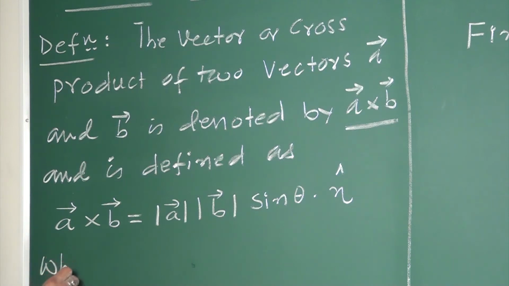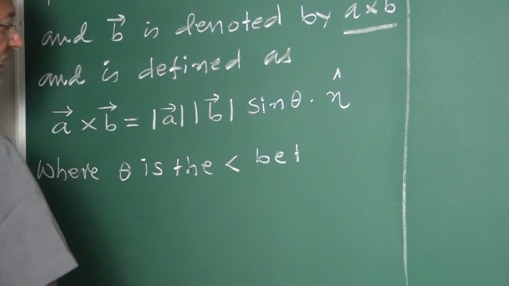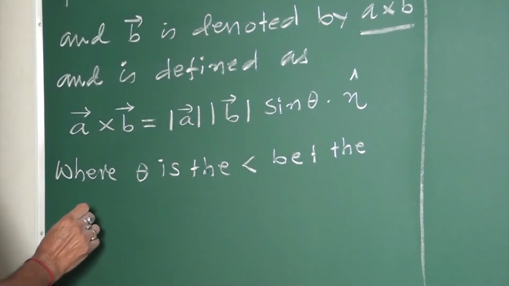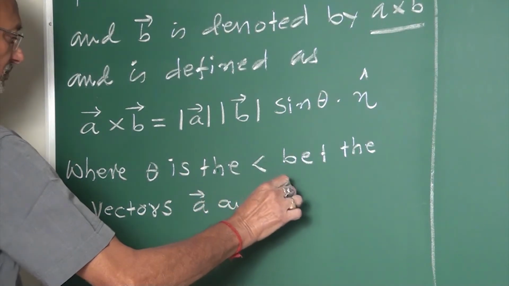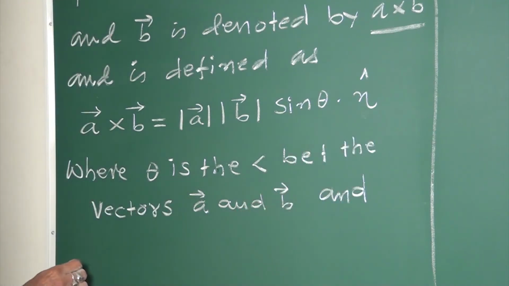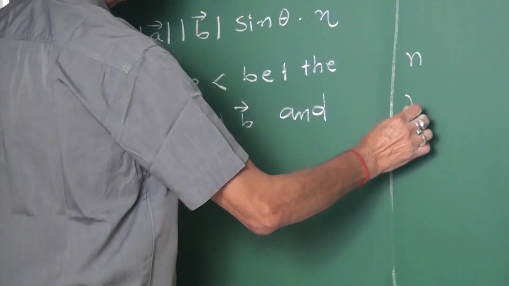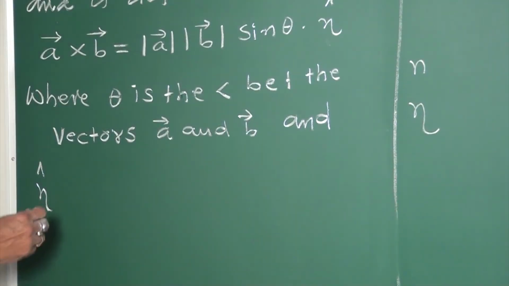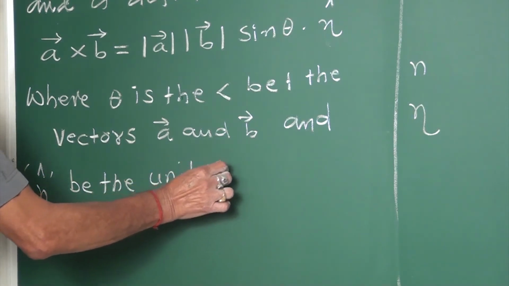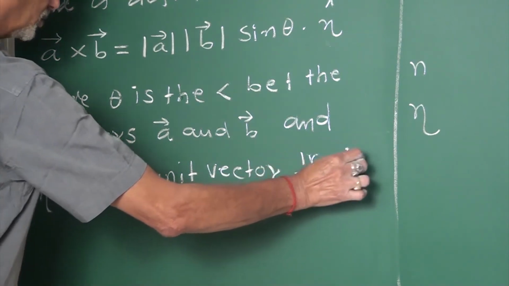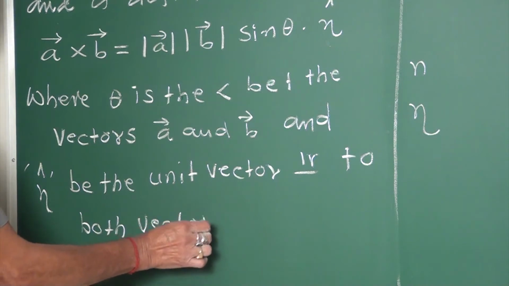where theta is the angle between the vectors A and B, and eta cap, this is very important my friends, eta cap, it is not n, this is just stylish, eta cap be the unit vector perpendicular to both vectors A and B.